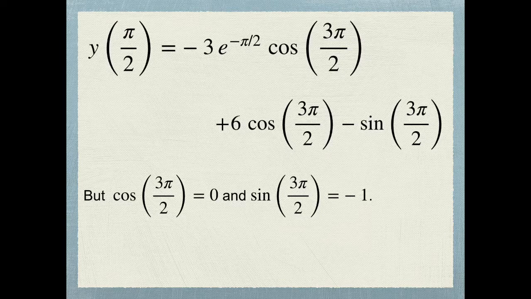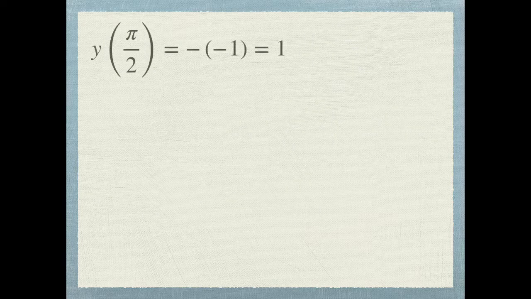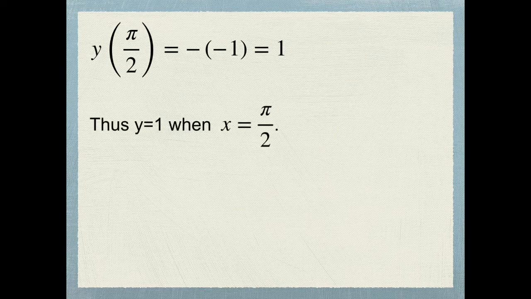So cos 3 pi by 2 is equal to 0 and sin 3 pi by 2 is equal to minus 1. Substituting these values, we will be getting the value to be equal to 1. So thus we conclude that y is equal to 1 when x is equal to pi by 2. Our target is reached in this problem.